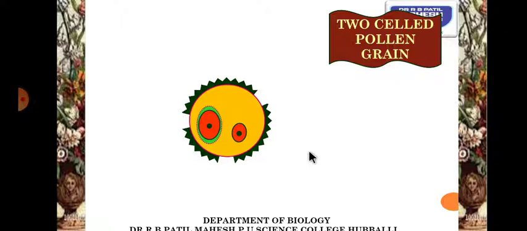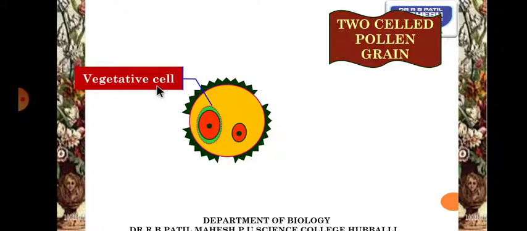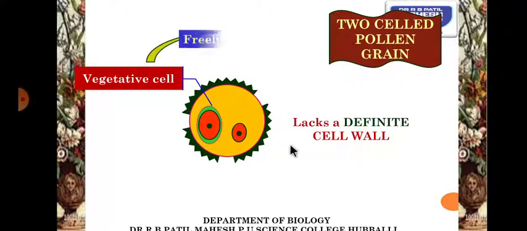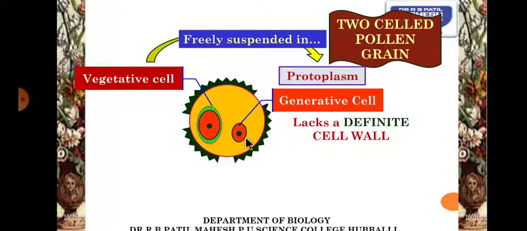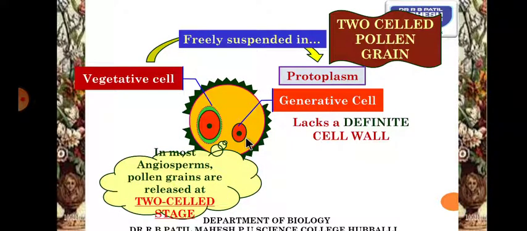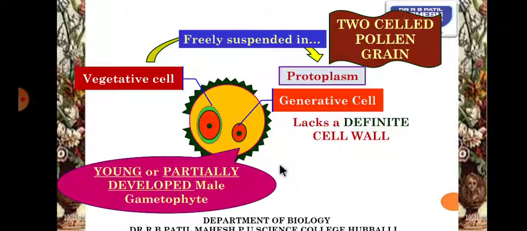Usually, the pollen grain for pollination in many angiosperms will be shed at a two-celled stage. So, two-celled stage has a vegetative cell and a generative cell. As you can see here, the generative cell lacks a definite cell wall and floats in the protoplasm usually. In most angiosperms, pollen grains are released at a two-celled stage. Young or partially developed male gametophyte is one which has a vegetative cell and a generative cell.